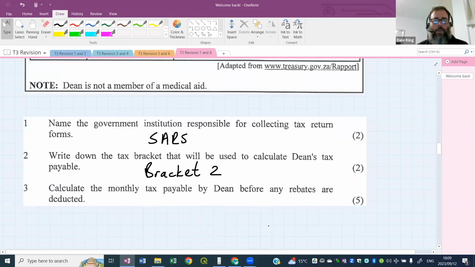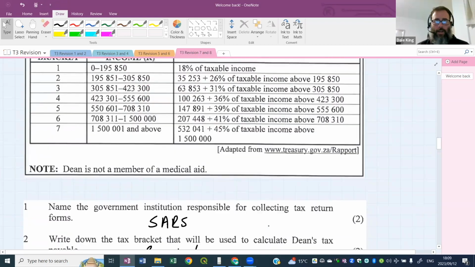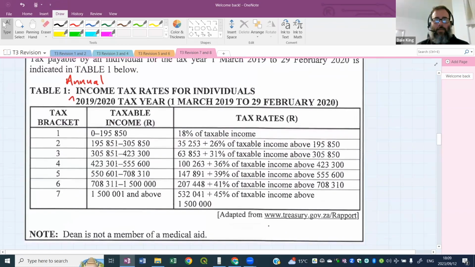Calculate the monthly tax payable by Dean before any rebates are deducted. Now, what are rebates? Who can come online and tell me what is a rebate? Anybody? Somebody.